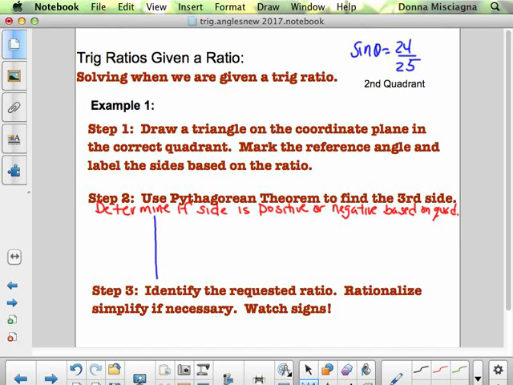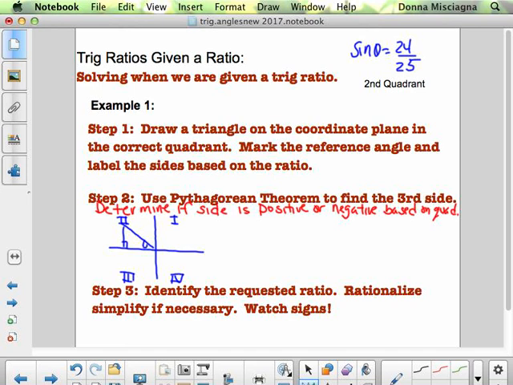So step 1, let's draw a coordinate plane. Step 2, let's put our triangle in the right quadrant. So this is the first quadrant, this is the second quadrant, this is the third quadrant, and this is the fourth quadrant. All right, so we're in the second quadrant. The opposite side, the y, is always perpendicular to the x-axis. We go to the x, never the y. And then the other side comes from the origin to that point. There is our reference triangle.